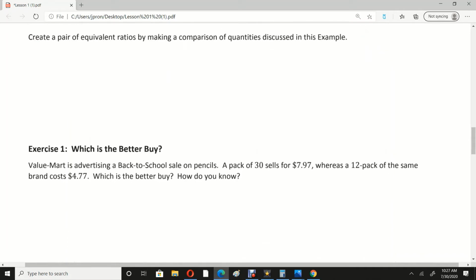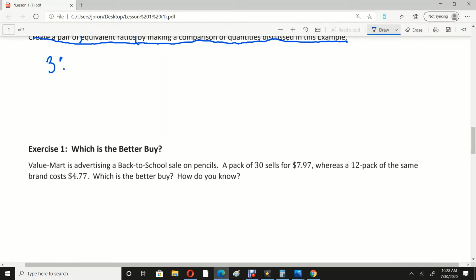We're going to come down now and take a look at this next question that they asked us here in the workbook. It asks us to create a pair of equivalent ratios by comparison of quantities discussed in this example. Well, we could do that, and if you're in class with me, we may do that. But if you're not in class with me, let's keep discussing equivalent ratios, right? So let's just throw some examples out here. So let's say we have a ratio of 3 to 2. I like my numbers small. And we want to make some equivalent ratios from that.